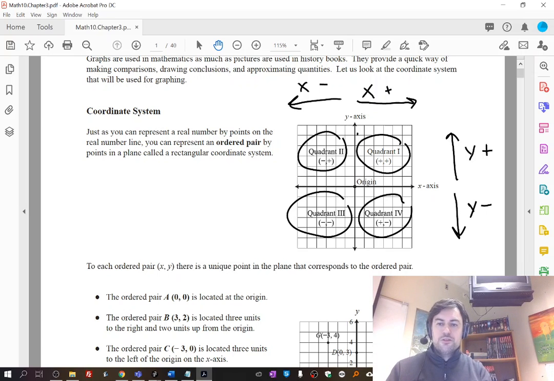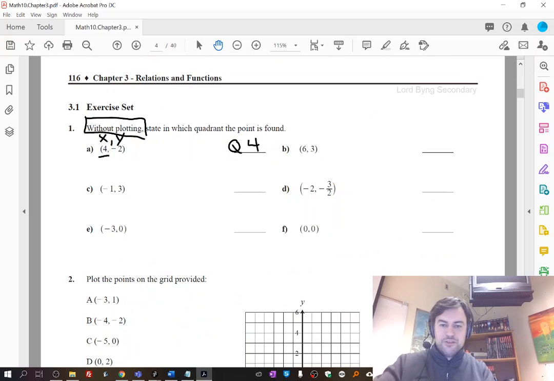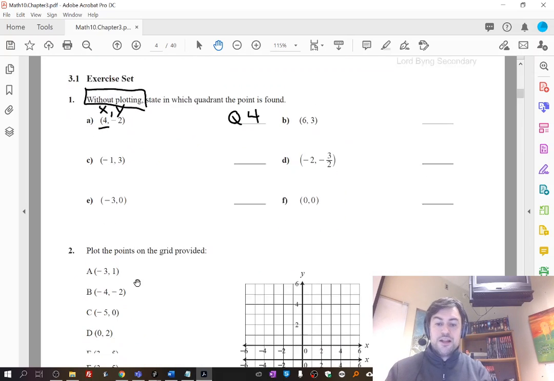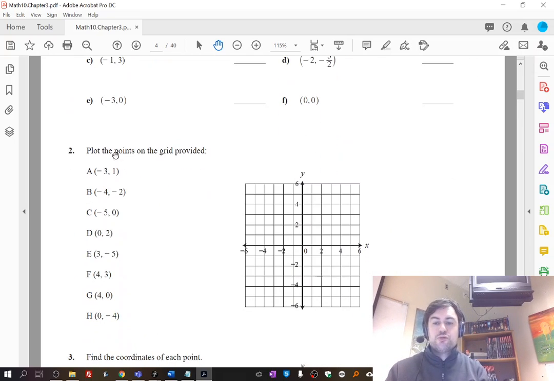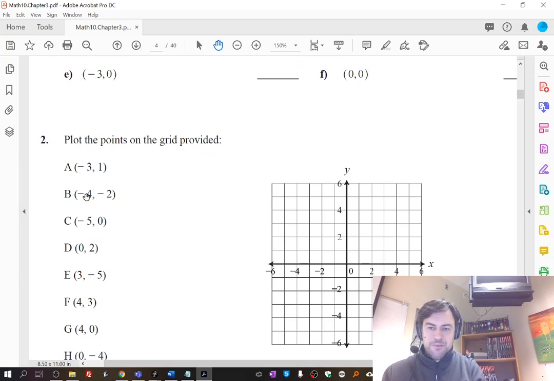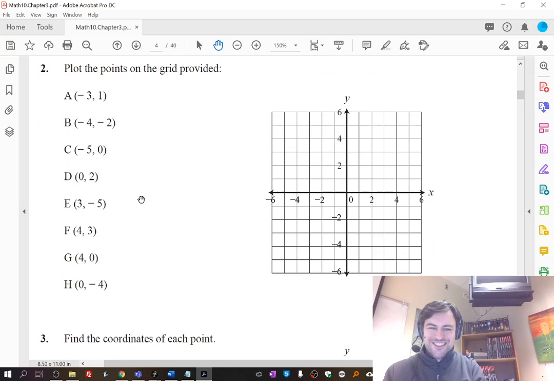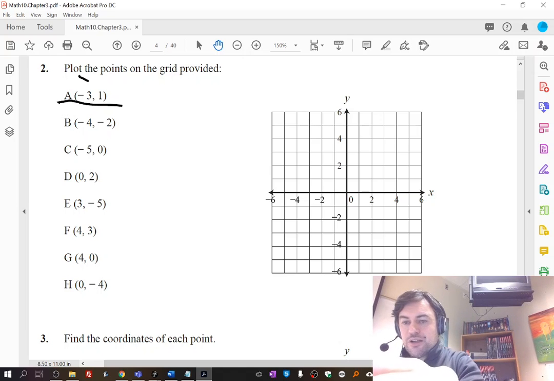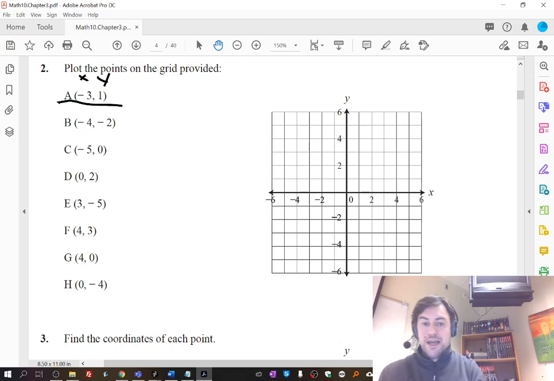Question number 2, if I jump back to question 2, we're going to be talking about plotting the points. That basically means just draw and label the points on this graph. So for example, I'll zoom in here a little bit. Maybe, there we go. Trying my best. So we have, for example, -3, 1. So remember, the first coordinate is x and the second one is y.